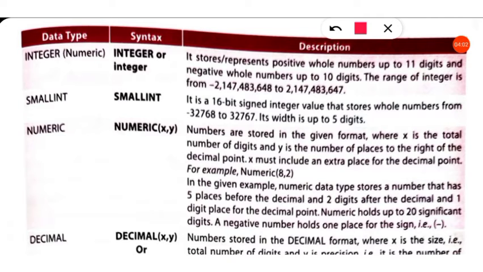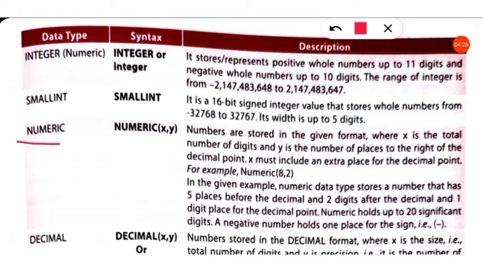Then next is small int. Commonly we use integer data type. Small int we use rarely. It is a 16-bit signed integer value that stores 5-digit whole numbers. Small int will store only up to 5-digit whole numbers.